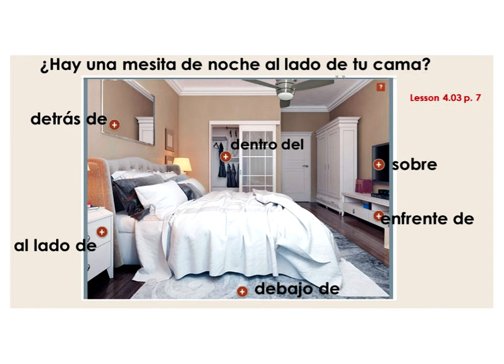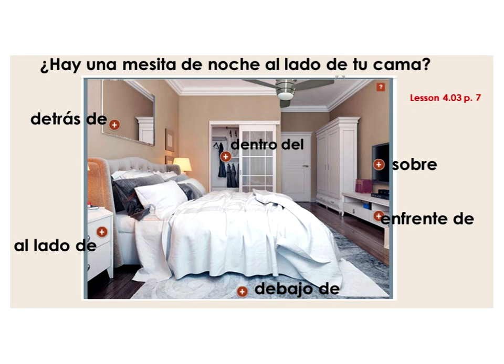So detrás de, behind; dentro del, inside, like inside the closet; sobre, above; enfrente de, in front of; debajo de, underneath; al lado de, next to. All of these you will have to know. So make sure, if you haven't done so, on Lesson 403, page 7, you have written these down. Any questions thus far about the prepositions of location?